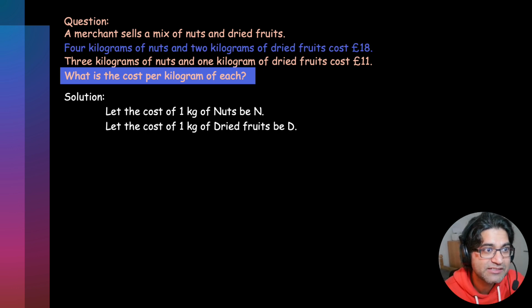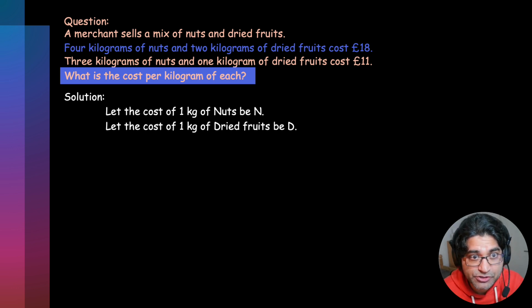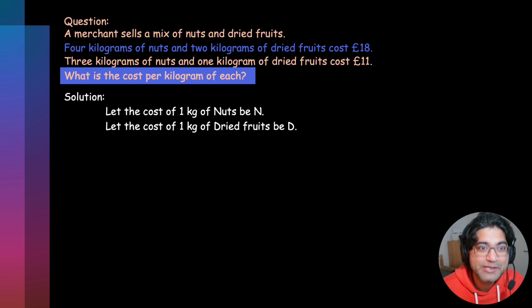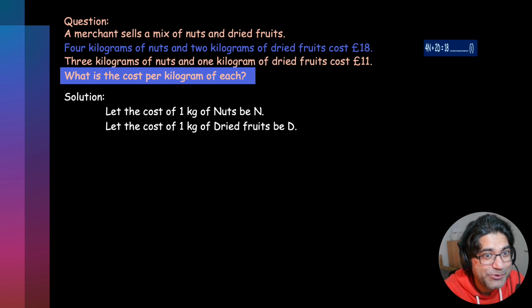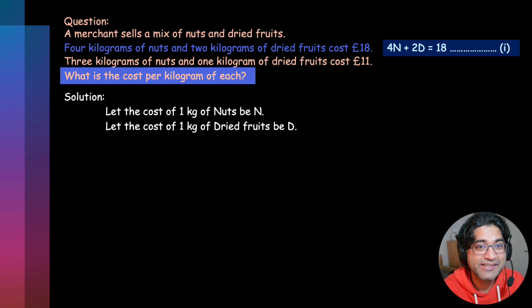The first statement is 4 kilograms of nuts and 2 kilograms of dried fruits cost 18. 1 kg of nuts is n. So what will be 4 kilogram of nut? 4 times n. And similarly, 2 kilograms of dried fruits will be 2 times d. Together, they will become 4 times n plus 2 times d equal to 18, right? So we can write 4n plus 2d equal to 18.